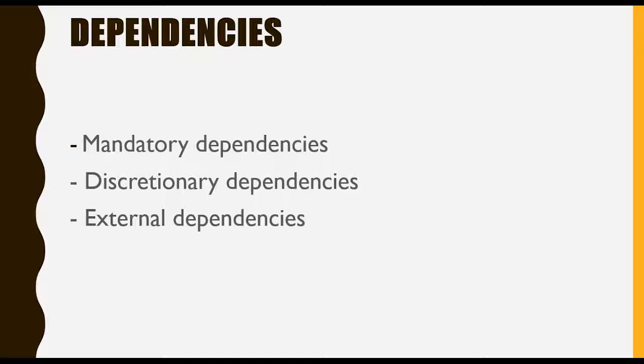Mandatory dependencies are inherent in the nature of the work being performed on a project. Discretionary dependencies are defined by the project team, and external dependencies involve relationships between project and non-project activities.